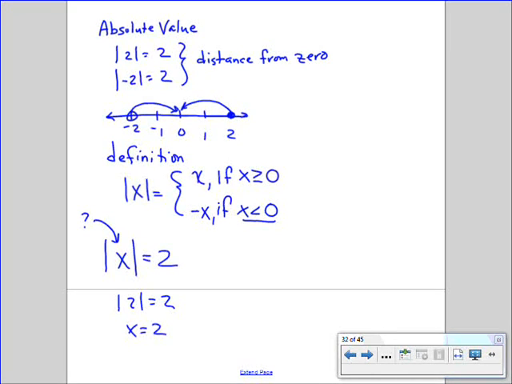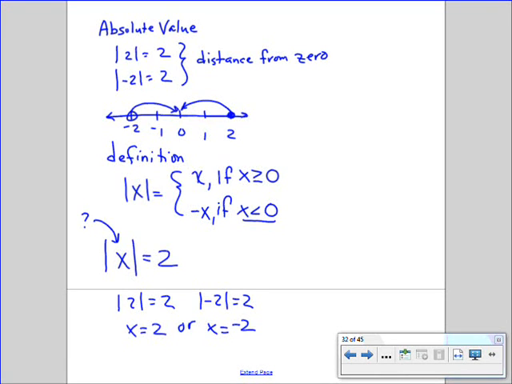But if you think about it, there is another value that when you take its absolute value, you get 2. And that would be negative 2. So we also know the absolute value of negative 2 is 2. So x could be negative 2 as well. And we usually connect those with the conjunction or. In other words, if the absolute value of x equals 2, then x is equal to either 2 or negative 2.